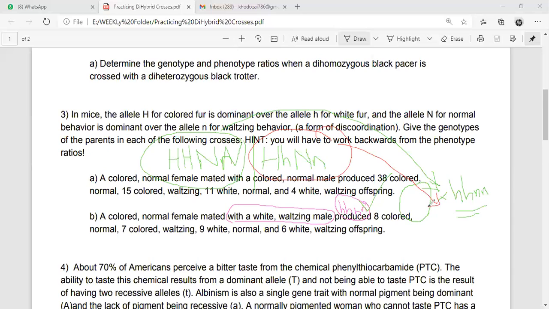This is known as a test cross. For a test cross, we always cross with a homozygous recessive, and then we find out the genotype of the other parent, whether that parent is homozygous dominant or heterozygous. So this is the answer. You can stop the recording first.